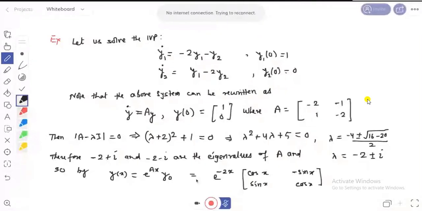Okay, so this is the exponential of this matrix, multiplied by y0. y0 is (1, 0). If you multiply this, e to the power minus 2x, and here cos x, this is 0, and this is sin x. So this becomes cos x and sin x. Okay, so finally your solution y(x) is this thing.